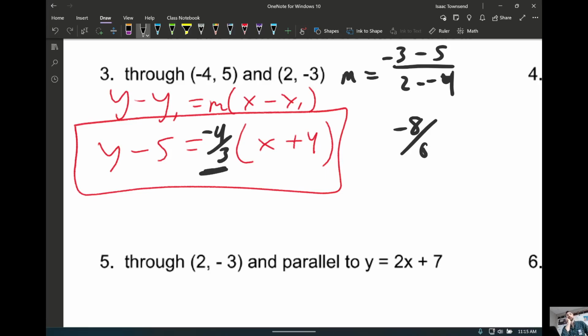Now, I can't work every one of these every single way, but again, if you really just wanted this in slope-intercept, that would not be wrong on the quiz, but you would need to distribute this and then add the 5 over, and you're going to have to deal with fractions that way, so why bother? Just leave it in point slope.